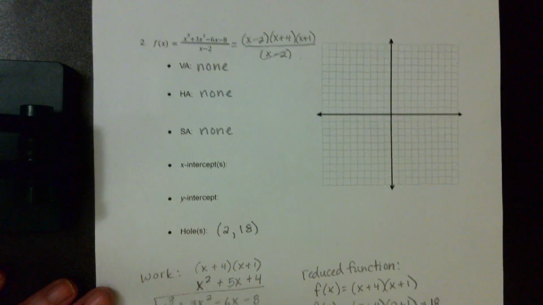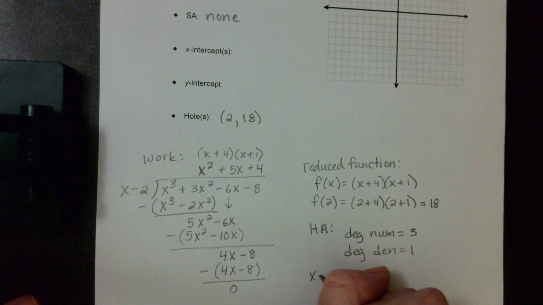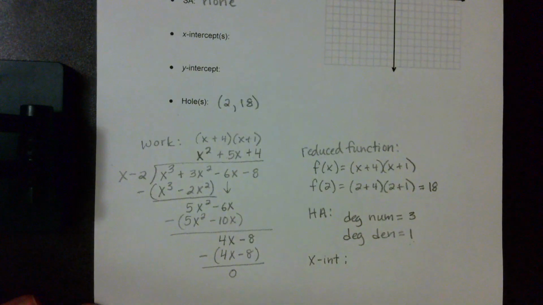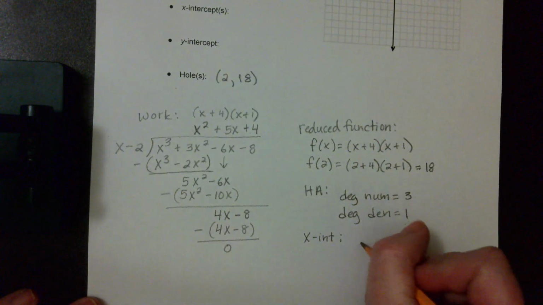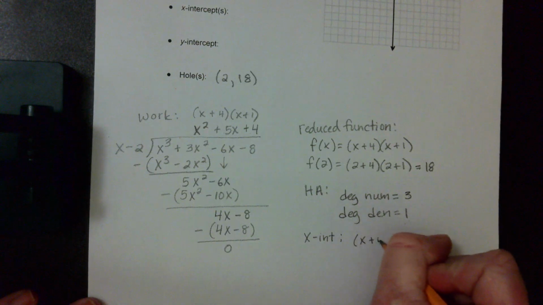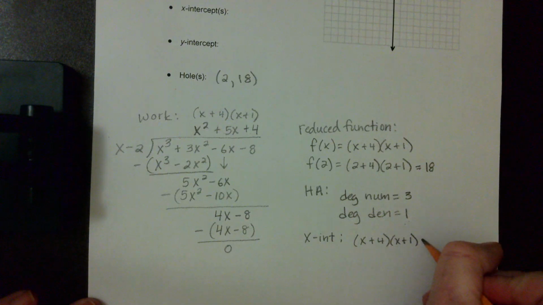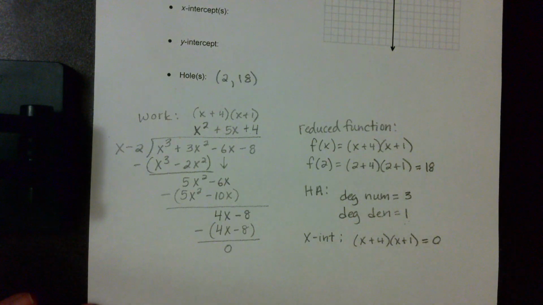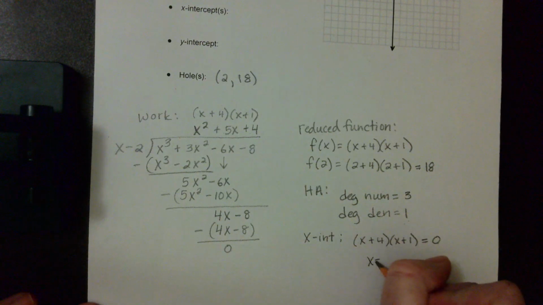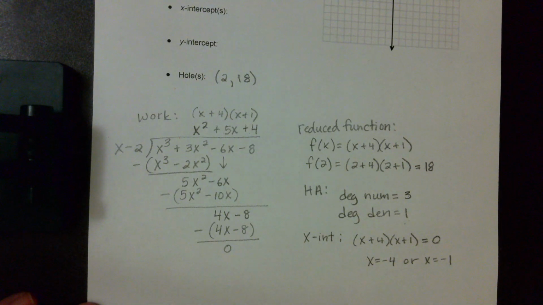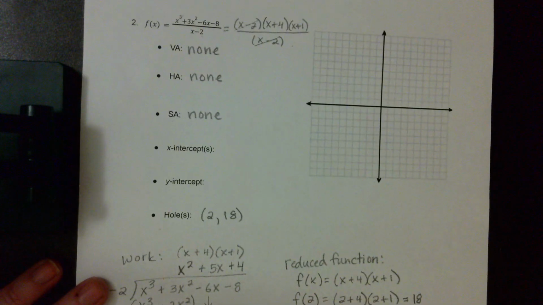For my x-intercepts, I need to take the numerator of my reduced function and set that equal to 0. Using the zero product property, I have x equals -4 or x equals -1. So I want to write those as points.